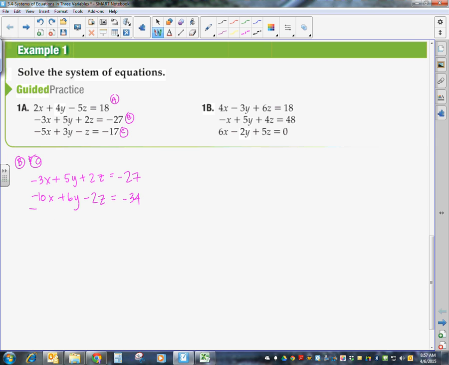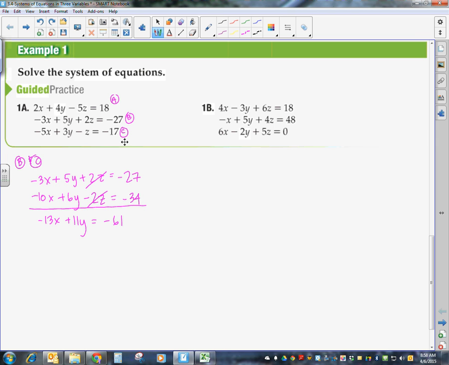Okay, so I'm going to combine these two. Negative 3 and negative 10 give me negative 13x. 5 plus 6 is 11y. I also like to add. You can, of course, subtract, but a lot of people make mistakes when they're subtracting. So that's why I choose to find opposite signs. And then negative 27 and negative 34 give me negative 61. So I have an equation now with two variables.